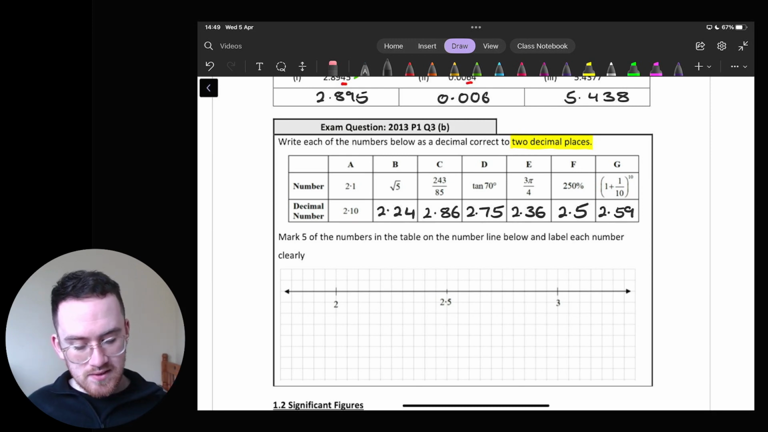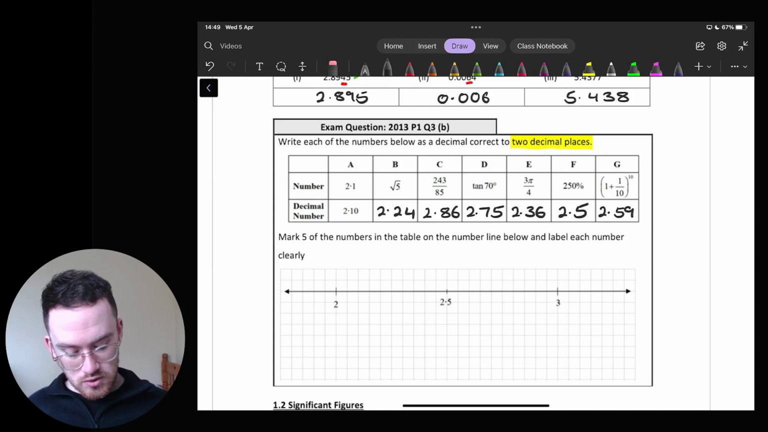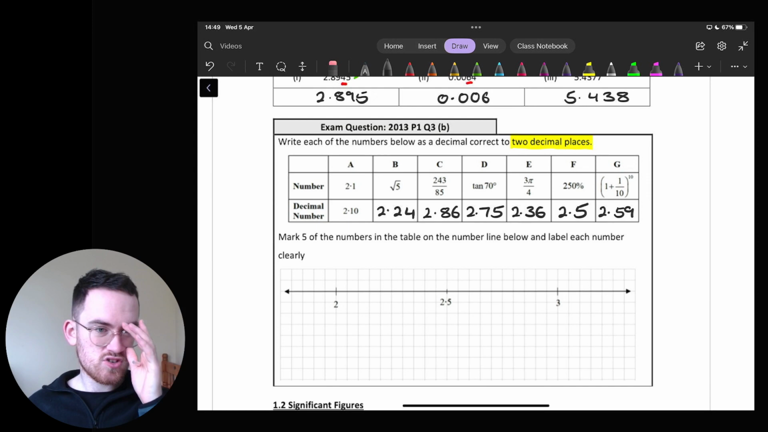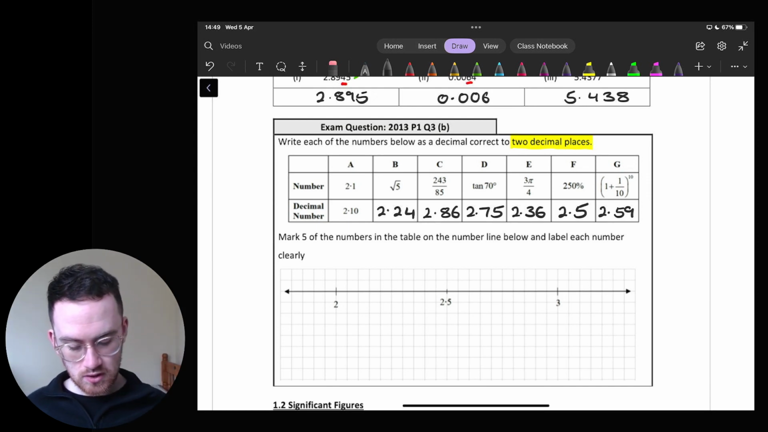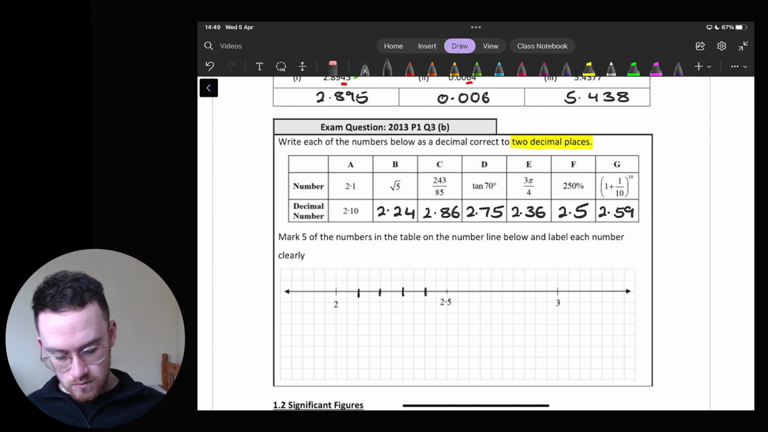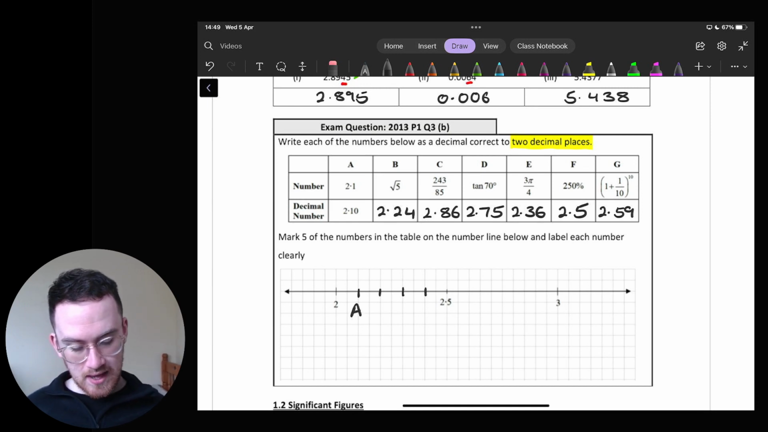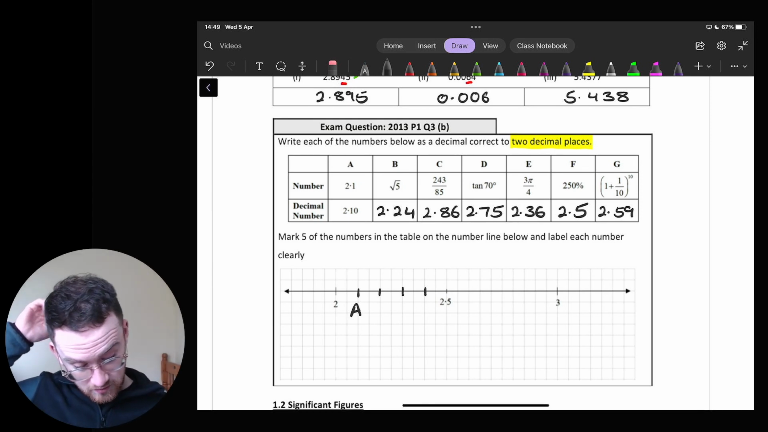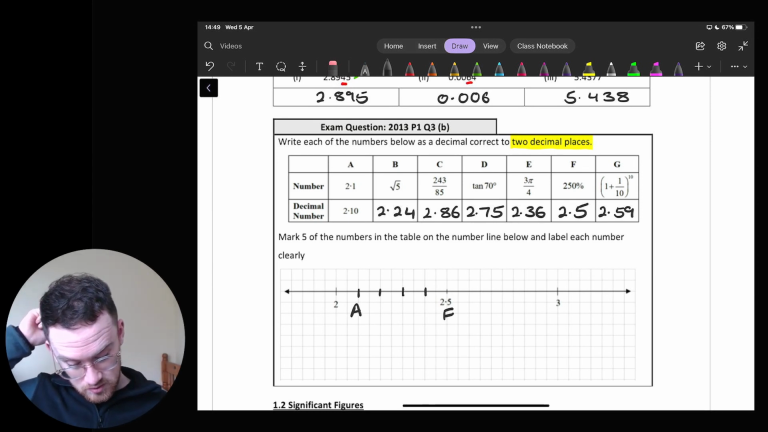And we have to pick 5 of them and mark them on the number line below. So let's look at our centimeters or our squares that we have and just see what each stands for. So that's about 2.1, 2.2, 2.3, 2.4. So let's go with 2.1. Let's go with A here. Then we have 2.5 is F, so let's put that one here as well.